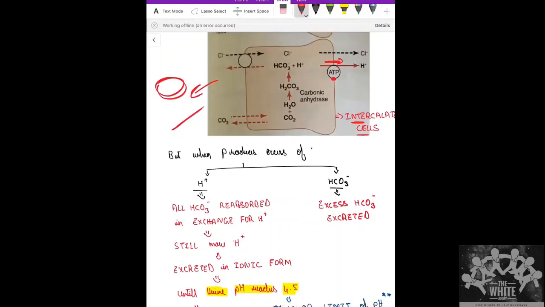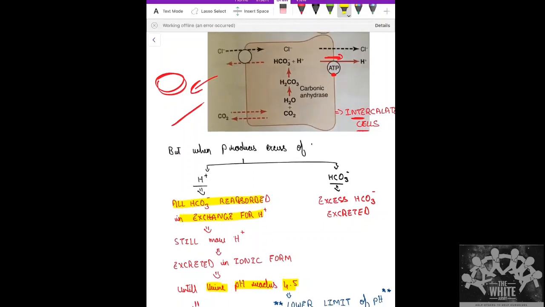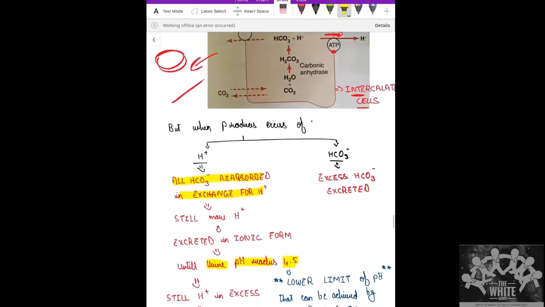Initially there is H plus production in the body, there is acidemia. So all HCO3 minus is reabsorbed in exchange for H plus to maintain the buffer. Now all the HCO3 minus is reabsorbed, there is no more HCO3 minus left, but still there is acidemia in the body. Still more H plus is there.